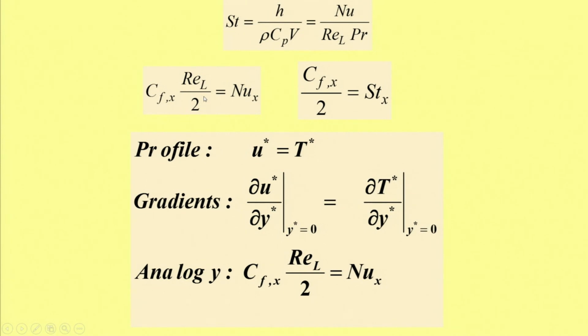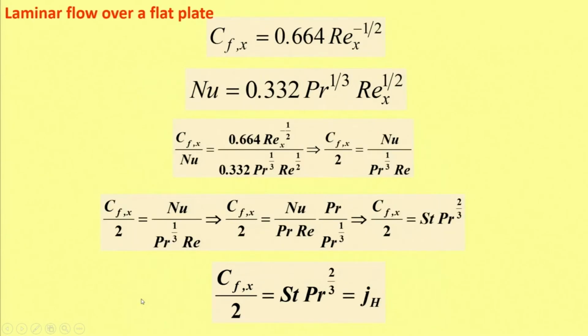So Cfx into Re_L by 2 is equal to Nu_x, that is Cfx by 2 is equal to Stanton number. So if Reynolds analogy is there, that is for Prandtl number equal to 1, you get u* equal to T*, and gradients ∂u*/∂y* equal to ∂T*/∂y*. This works very well for even turbulent flows.